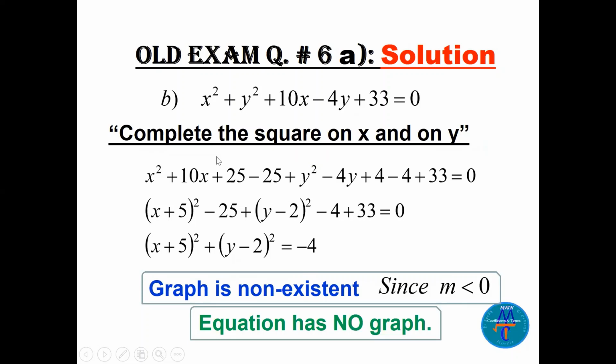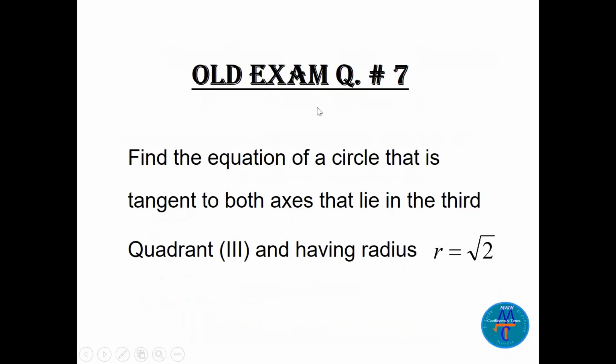So you do the same, completing the square. We get minus 4 here. Check the numbers, please. Minus 4. So minus 4, this is m. We call it m in lecture number 20. So this is a minus. So the graph is non-existent, or we say no graph. So if somebody says graph this, the answer is no graph. Simple.